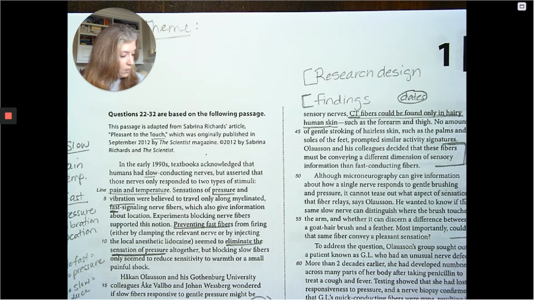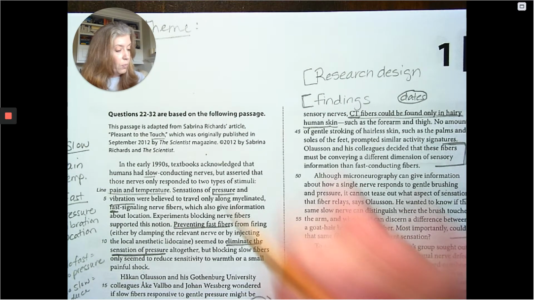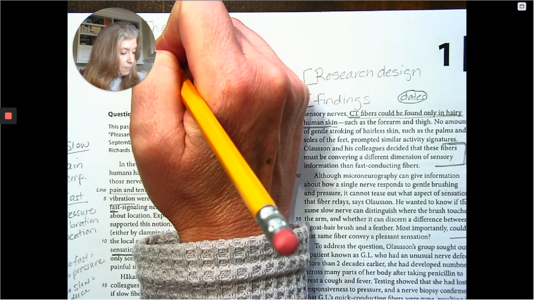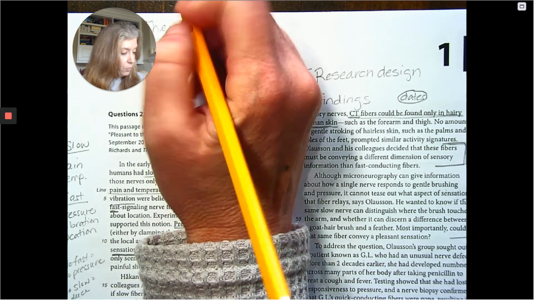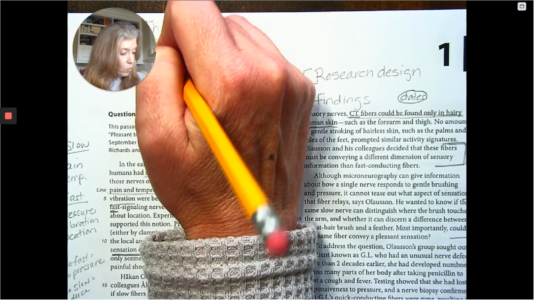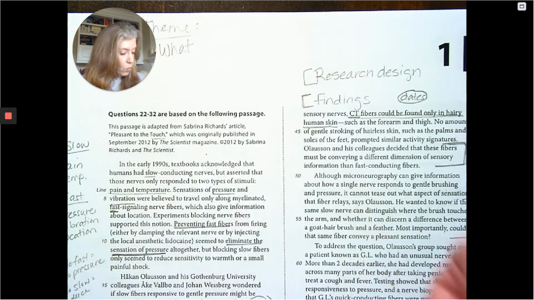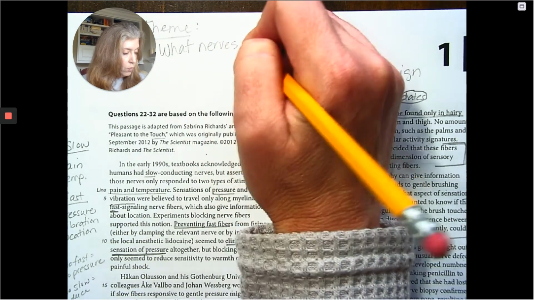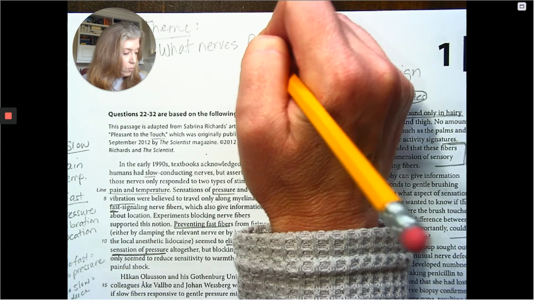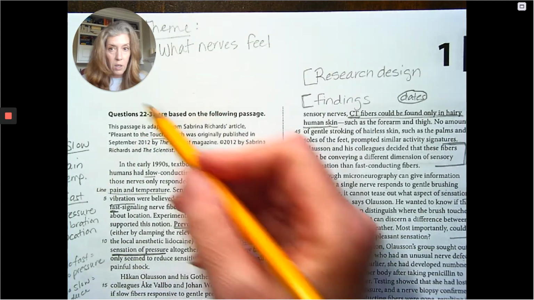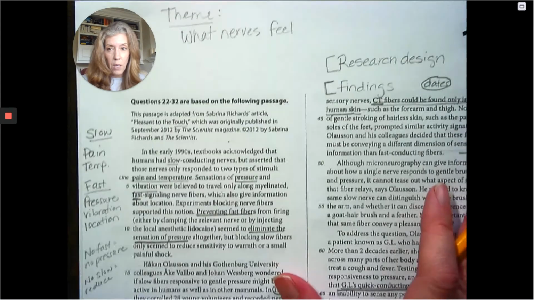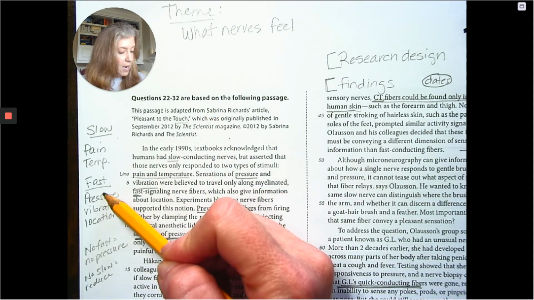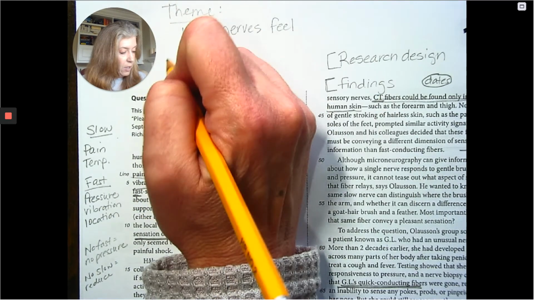So theme is what it's mostly about. I'm going to go with what nerves feel. I really feel like I wrote a lot down about slow and fast. I just want to flesh that out a little bit.